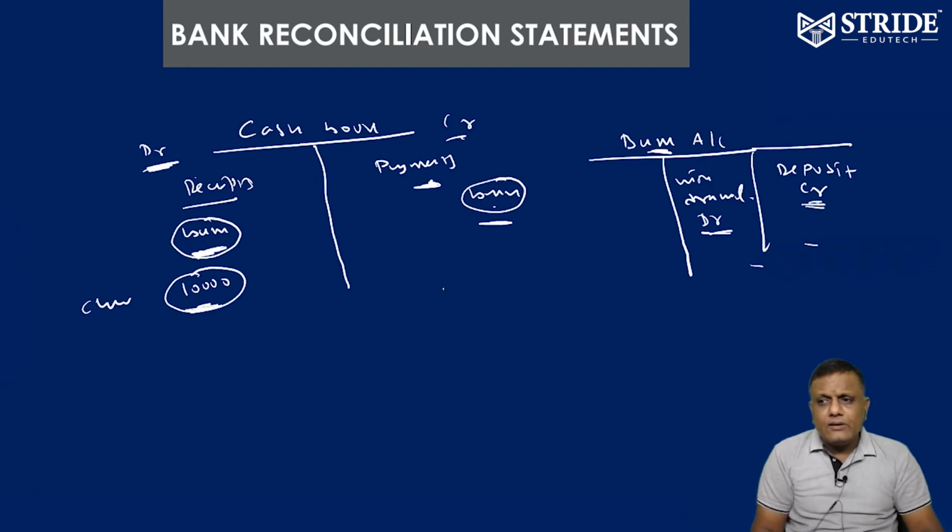Let's go with the reverse case. Suppose my customer directly deposits the money in my bank account. Automatically, my bank account shows 20,000 today.